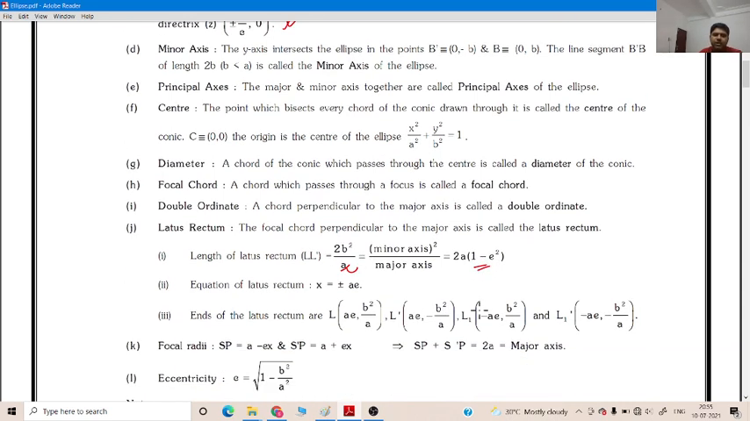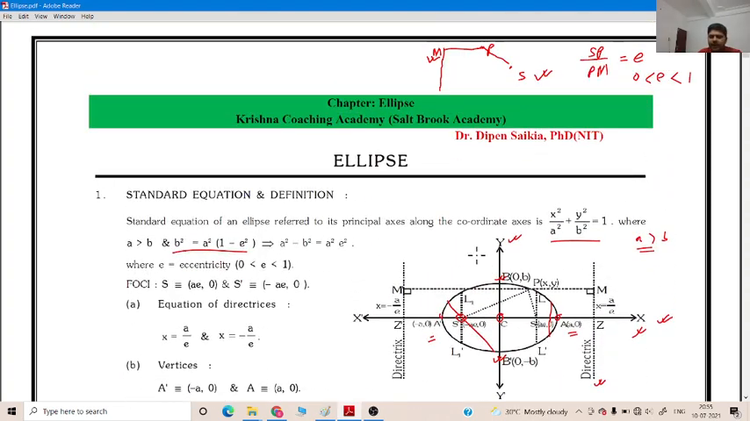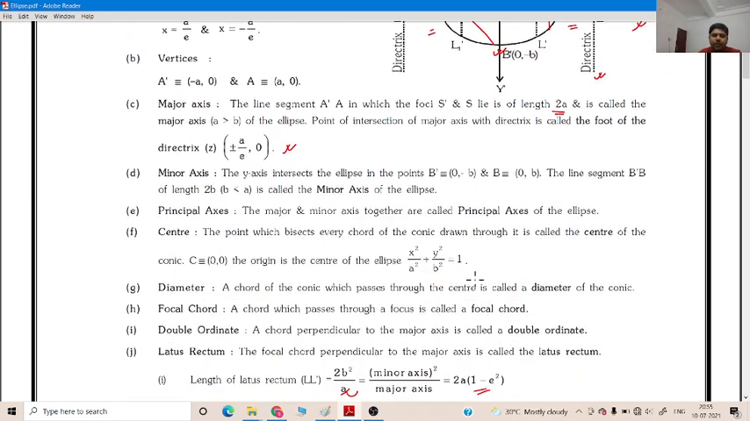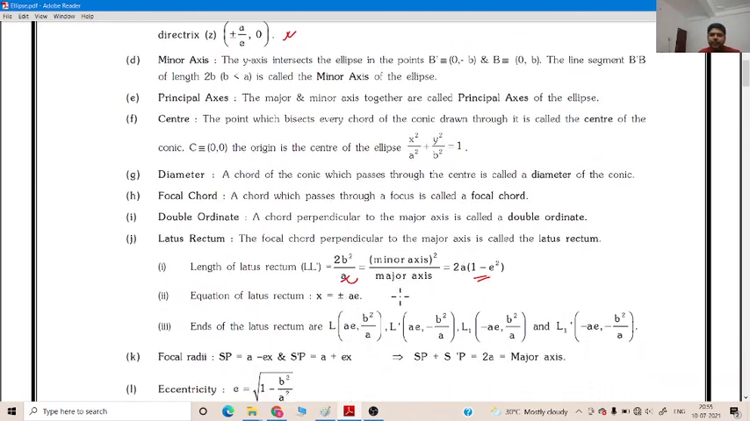And the equation of the latus rectum: it is at a distance ae from the center and parallel to the y-axis. Therefore, the equation is x equal to ae. That means both sides have a latus rectum line, therefore you have x equal to plus minus ae.